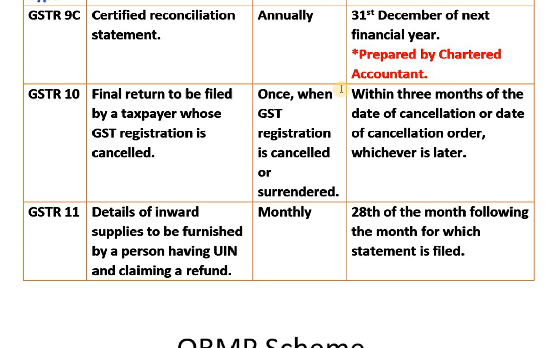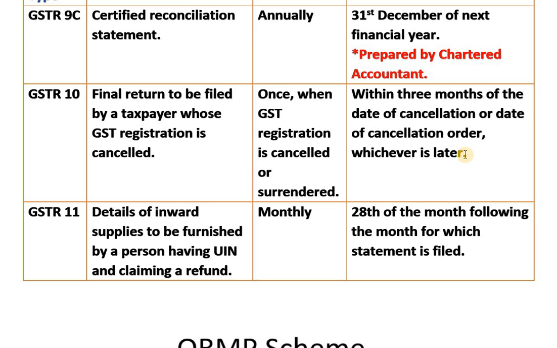And what will be the due date? Within 3 months of the date of cancellation or the date of the cancelling order, whichever is later. Within 3 months of the date of cancellation or date of cancellation order, whichever is later.